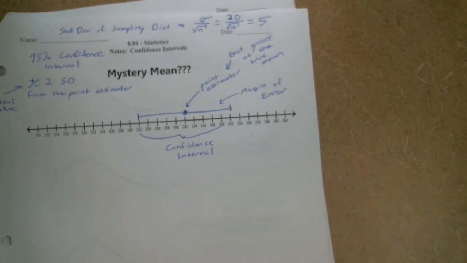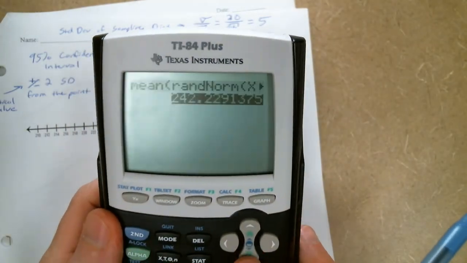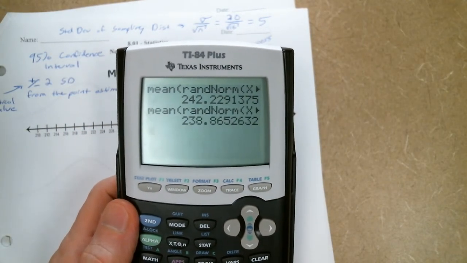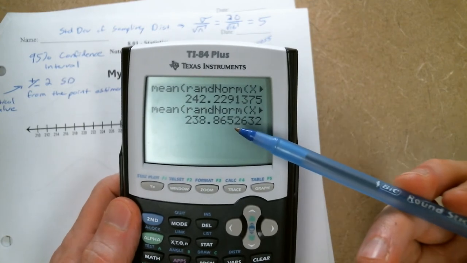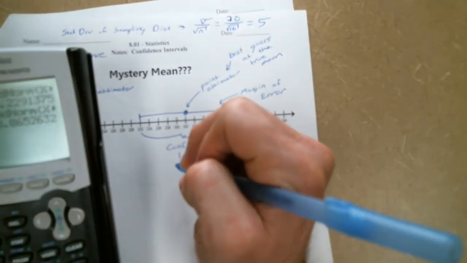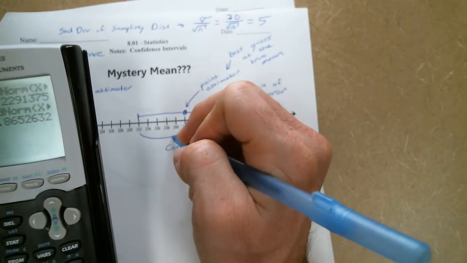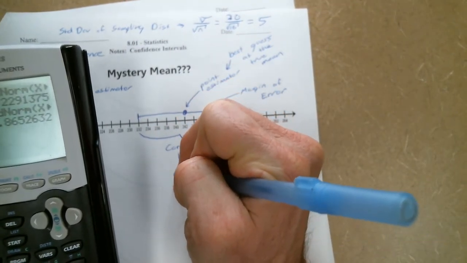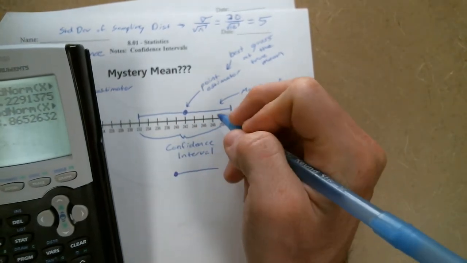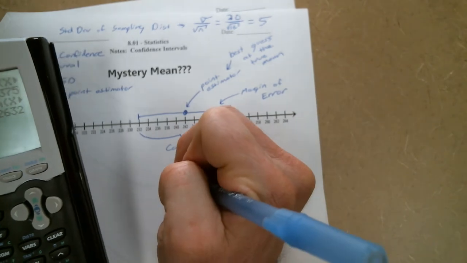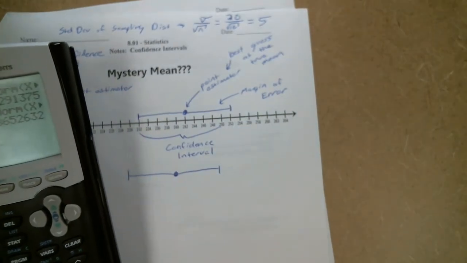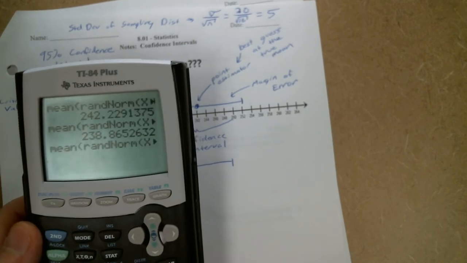Now, let's say I did this again. Let's say I took another sample. If I took another sample, I wouldn't expect to get the same value. And I didn't get the same value. This time I got, let's round that to 239. So if I was to do another one, this one would start at 239 and go up to 249 and go down to 229.